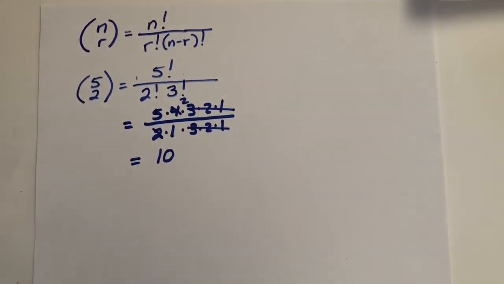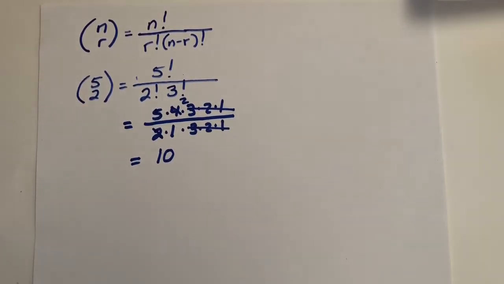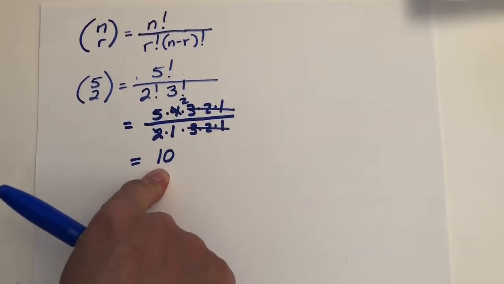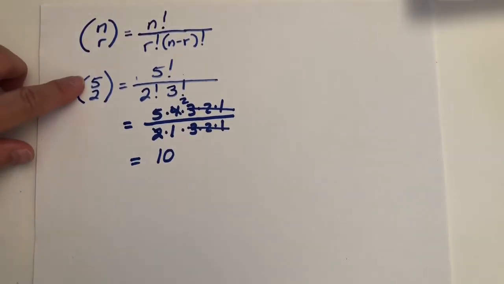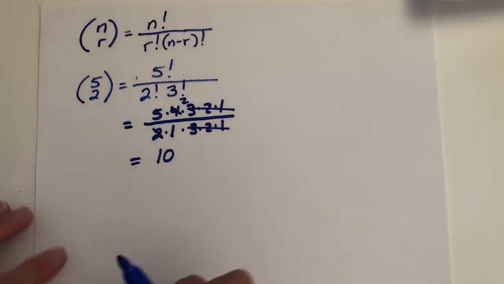So what this represents is the number of possible combinations if you have 5 items and you select 2. So just think about 5 items thrown in a bag. You reach in, randomly grab a pair. How many different possible combinations are there? And let me just show you that it is 10.